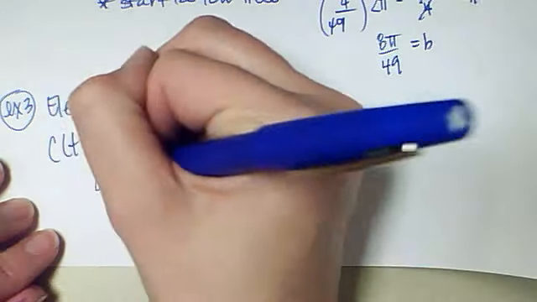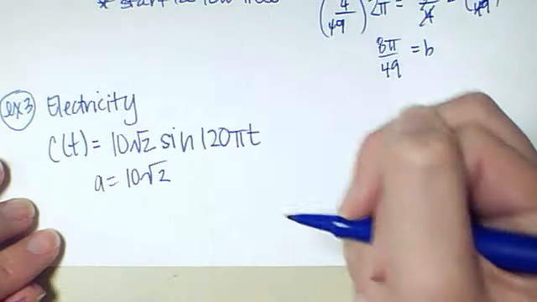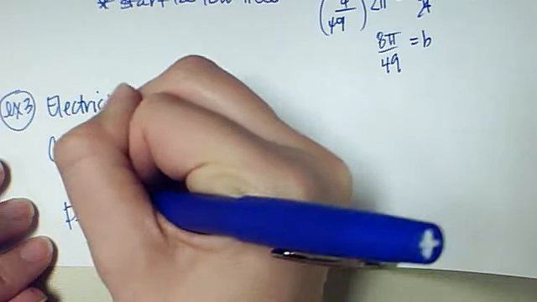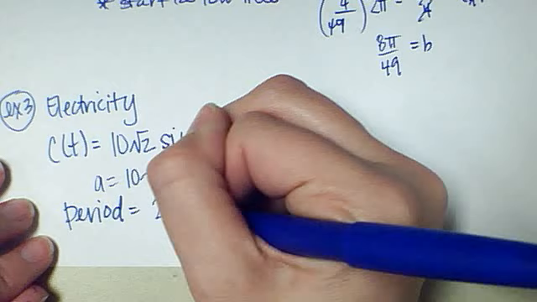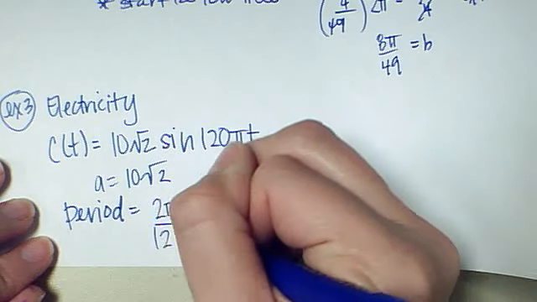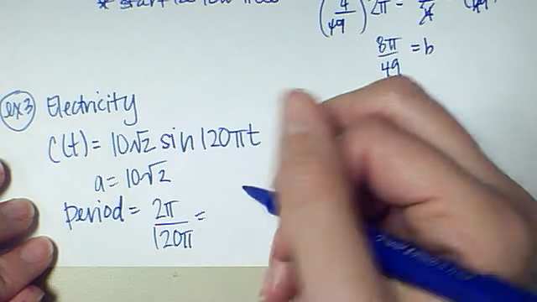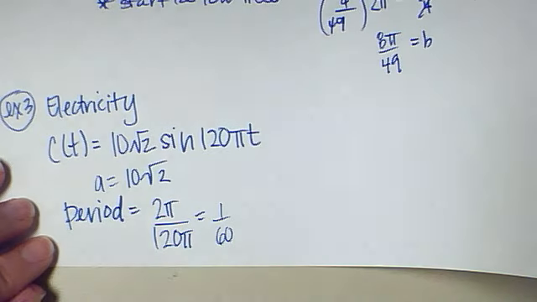Let's go ahead and label the amplitude, which is 10 square root of 2. The period, which we can find by doing 2 pi over b. Our b is 120 pi. So if I simplify that, I get 1 over 60, and that's my period.